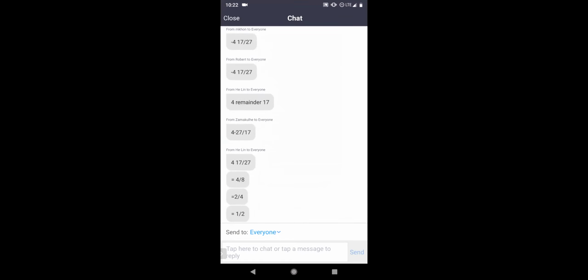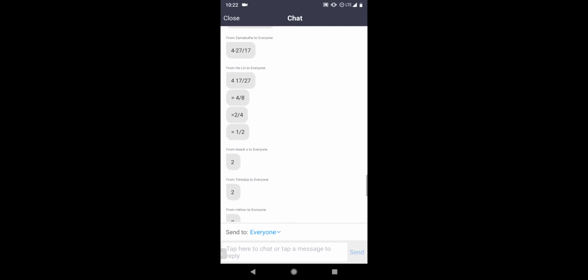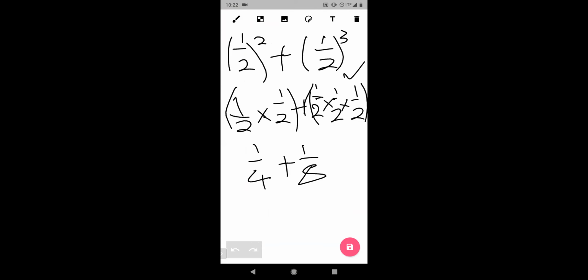Let's see here in the comments. Lowest common multiple for 4 and 8 is our LCM, guys, lowest common multiple. Okay, so our lowest common multiple here, it's 8, guys. Lowest common multiple, it's 8. So only one person was correct.